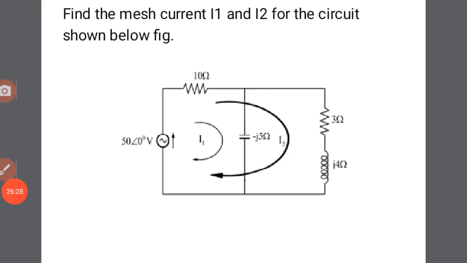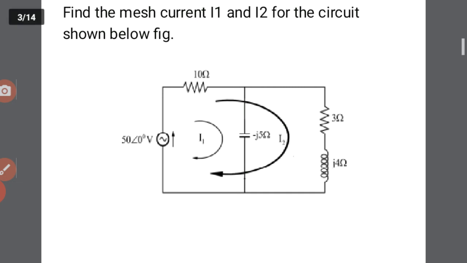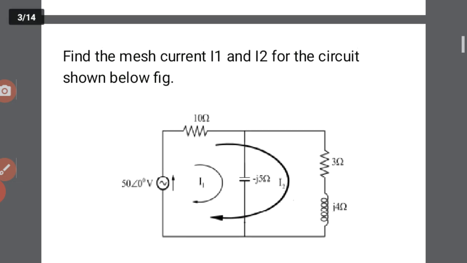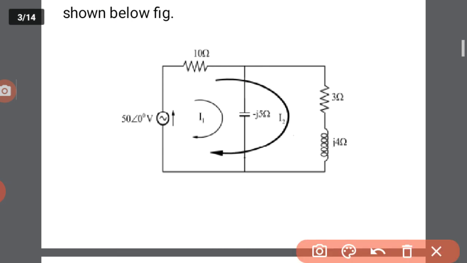Next, go for another example. Again, find mesh current equations I1 and I2 for the circuit. Okay. So in this circuit they have already given the direction of the flowing currents in the loops. That means I1 current and I2 current are both flowing through this circuit.